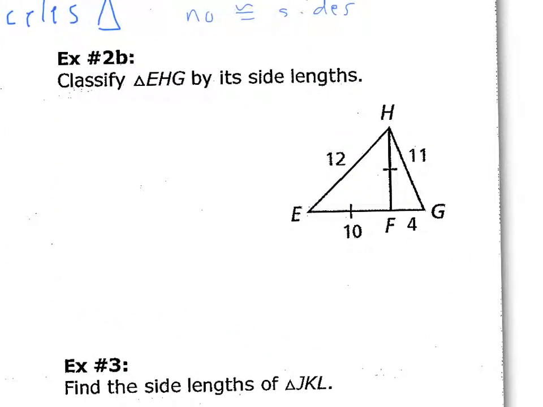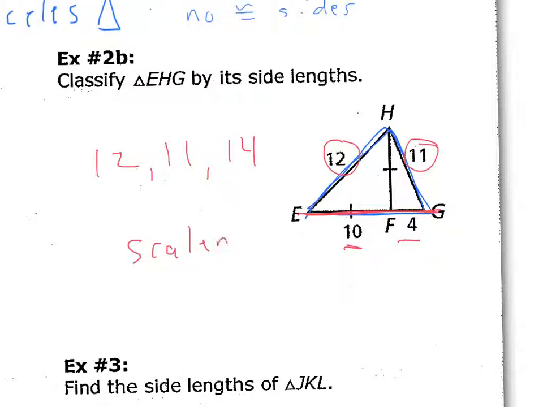All right, this time we're going to do EHG. Okay, so we're doing the entire triangle this time. Okay, so if you look at EHG, you can see that you have a side length of 12, a side length of 11, and then this guy, you would have to add up these two pieces to get the entire side, and 10 plus 4 gives you 14. Okay, so it looks like we have three different side lengths, and since none of them are congruent, you would have a scalene triangle.